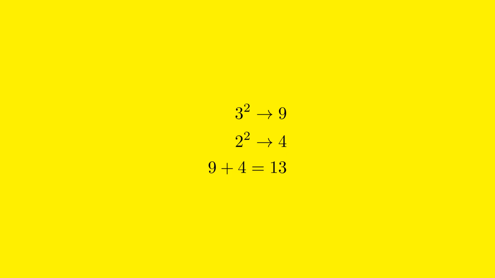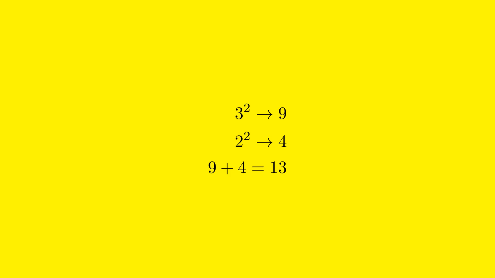Now let's move to the step where we perform the addition of the simplified terms. We have simplified the original terms 3 raised to the power of 2 and 2 raised to the power of 2 to their respective values of 9 and 4. So we now have 9 plus 4.